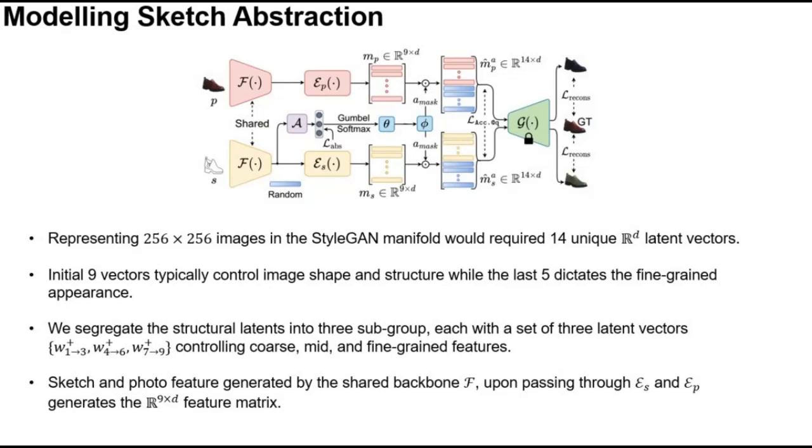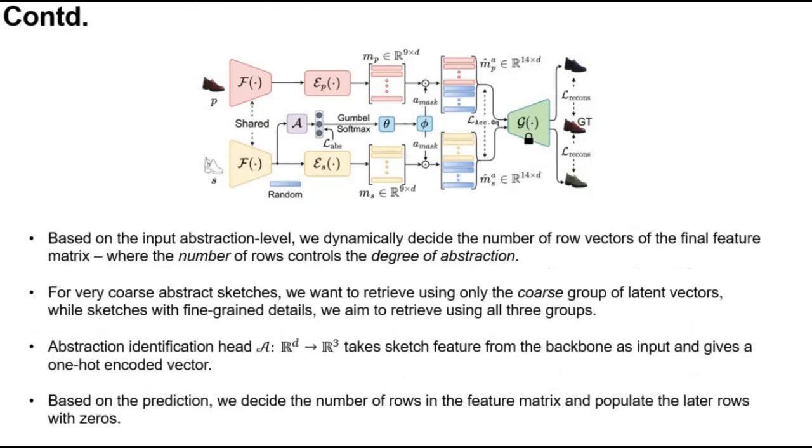Sketch and photo features generated by the shared ImageNet pre-trained VGG16 backbone, upon passing through the separate feature matrix embedding networks, generate the 9 cross D feature matrix. Continuing on this, depending upon the input abstraction level, we dynamically decide the number of row vectors for the final feature matrix, where the number of rows controls the degree of abstraction.